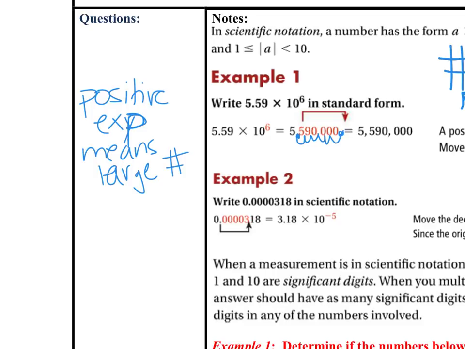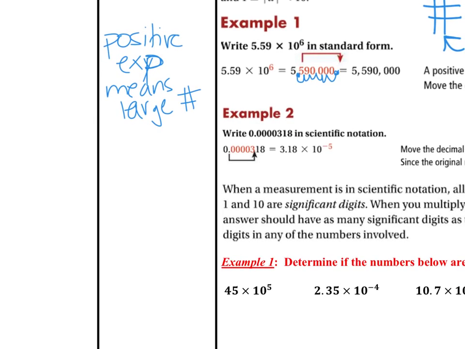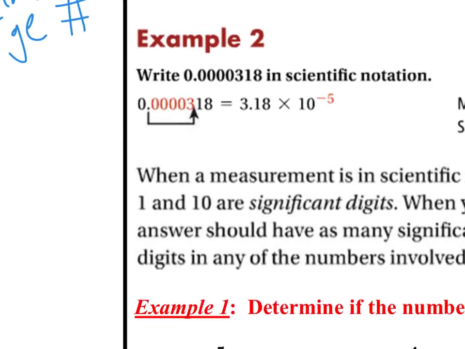Then example 2 does the opposite. It takes a number that is already regular in standard form and wants us to write it in scientific notation. In scientific notation, we're supposed to have the number be between 1 and 10. That's why they're deciding to move this decimal point here behind the 3, because it would make it 3.18, which is between 1 and 10. They moved it 1, 2, 3, 4, 5 times to get it there, which is why their exponent is -5. It's a 5 because they moved it 5 times.